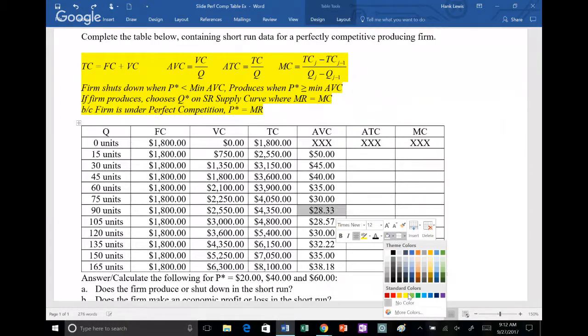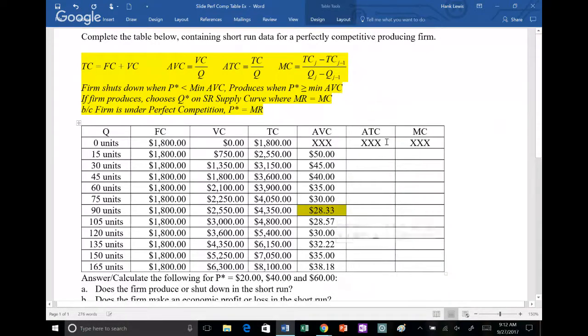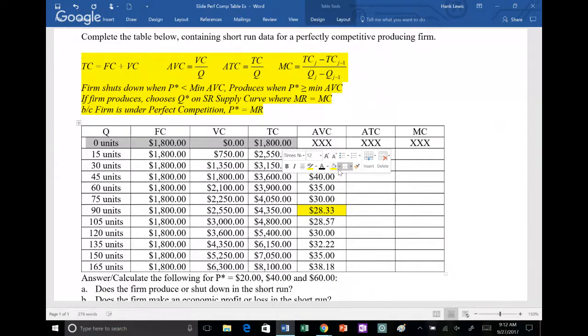$28.33. And so we're going to highlight that. Okay, so we got that handy. I'm also going to highlight this row up here. This first row that I'm highlighting has Q star equal to 0 units. That is what you call the shutdown level. When a firm shuts down, it produces and sells nothing.